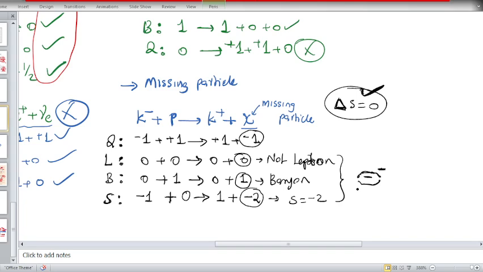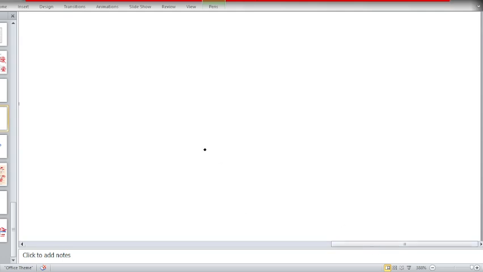I'm just giving you some examples. You can work out some other problems to find the missing particle. Now we'll discuss some problems with the quark model. One question which was previously asked is given here.